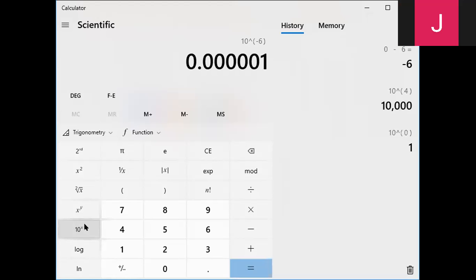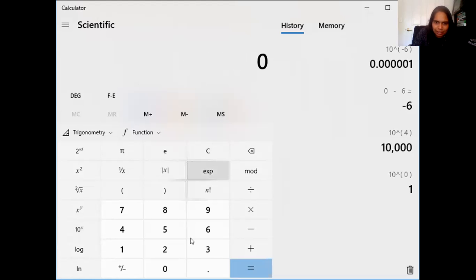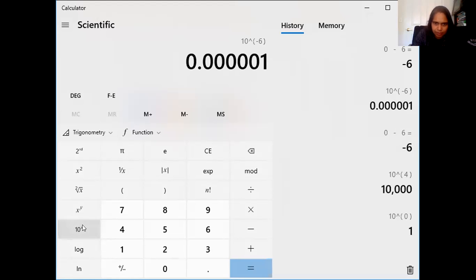225 million something. Okay, so let's do this. I need 10 to the power -6. So I take -6, and 10 to the power -6, times it by 4, because it's 4 times 10 to the power -6.